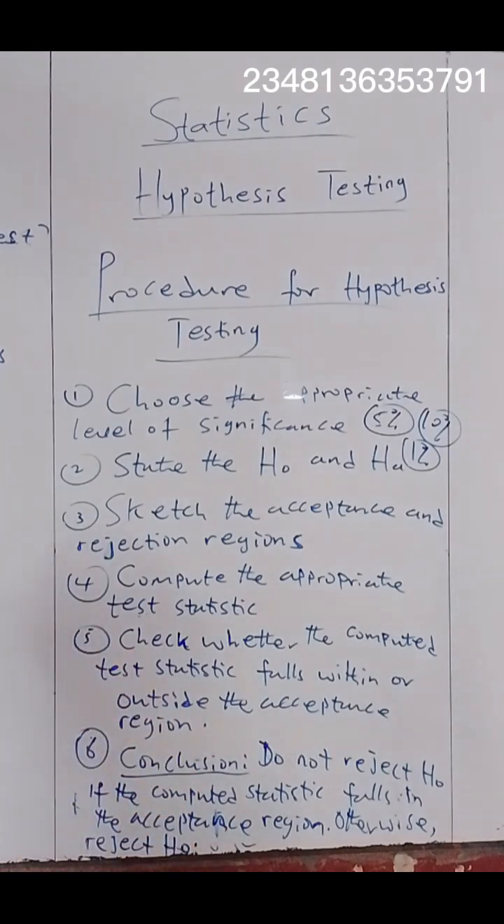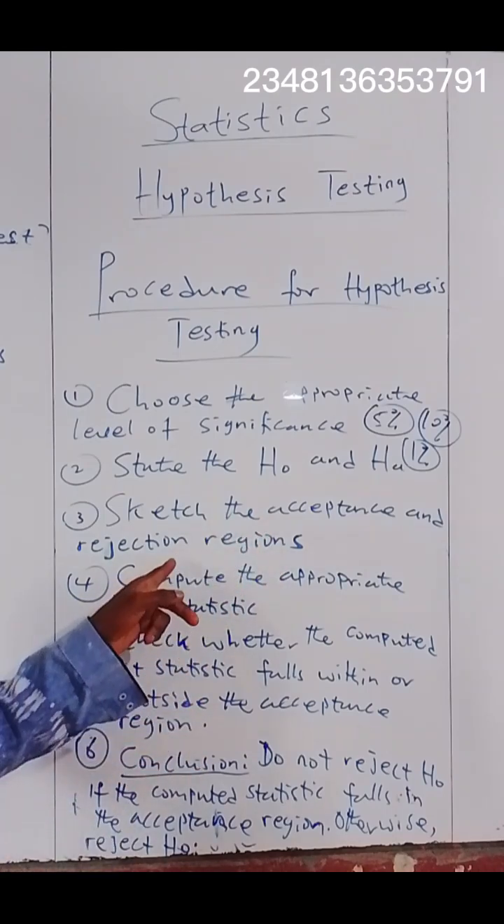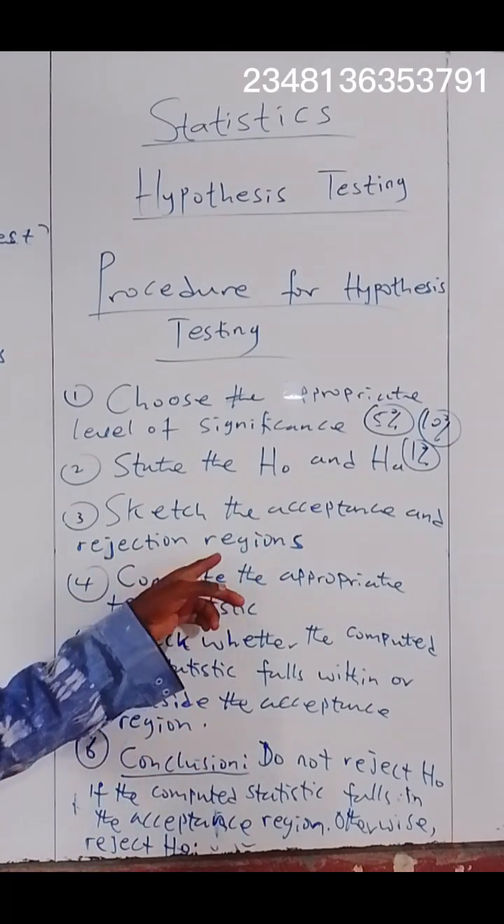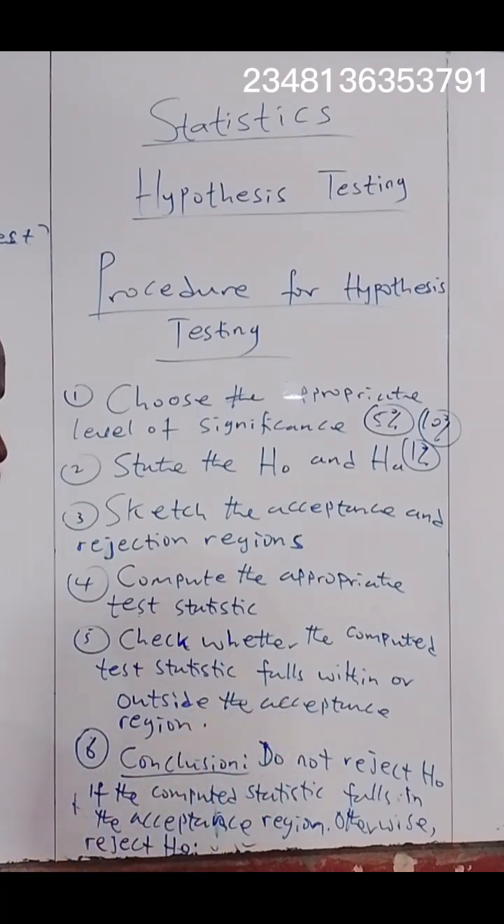But if it falls within the acceptance region, meaning that the computed value is less than the table value of our level of significance, we are not going to reject the null hypothesis.